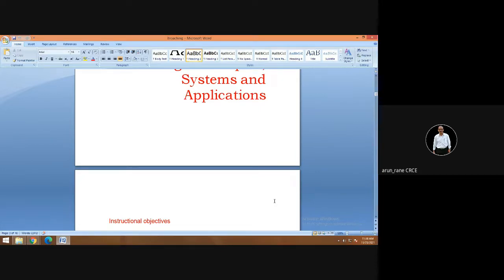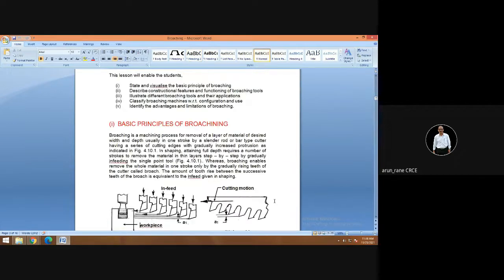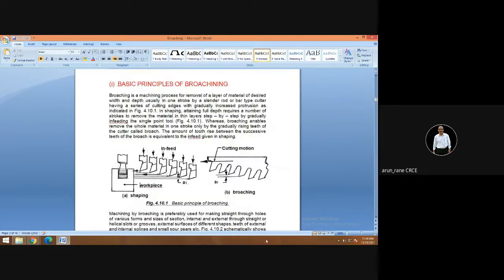So there are two ways to finish this. You can use a reamer if the quantity is less, and if you want to do reaming, of course you have to first do pilot drilling. So for 20 H7, the reaming allowance will be around 0.3 millimeter. So you'll have to have a drill of 19.7, and then you can use a reamer of 20.